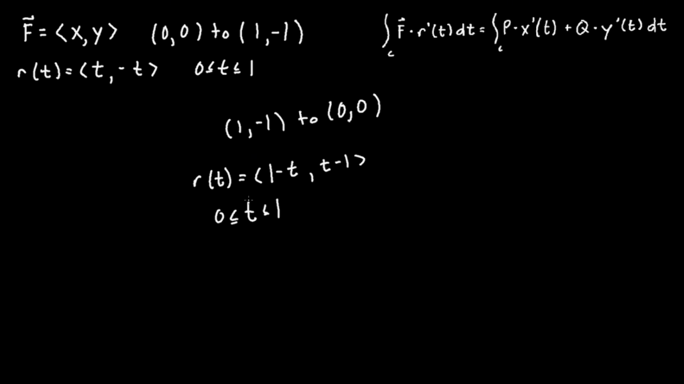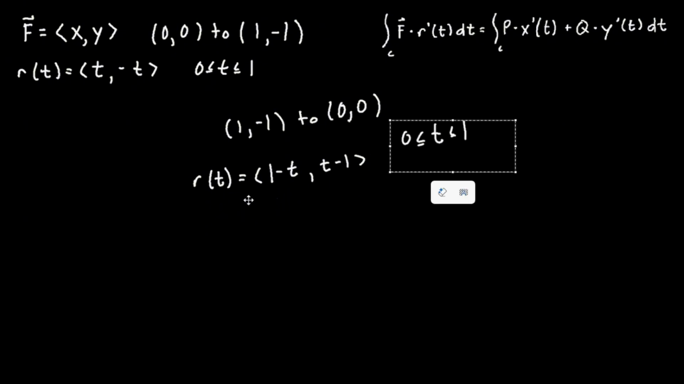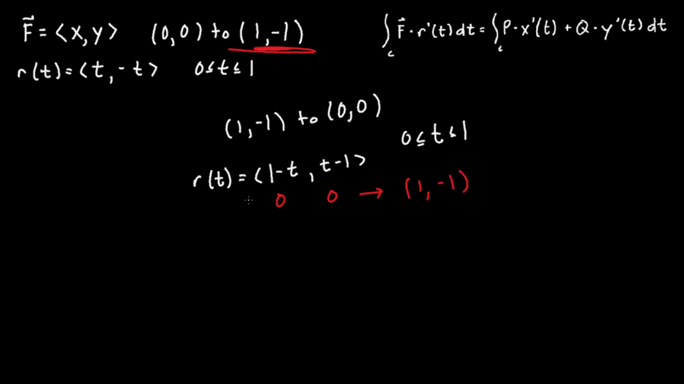And if you were to plug in 0, right? If you plug in 0 into this, your first point would be 1, negative 1, which makes sense with our first point. And if you were to plug in 1, you would get 0, 0. So your parameterization will be different if you go in the opposite direction. So make sure when you're reading the problem, you parameterize right.